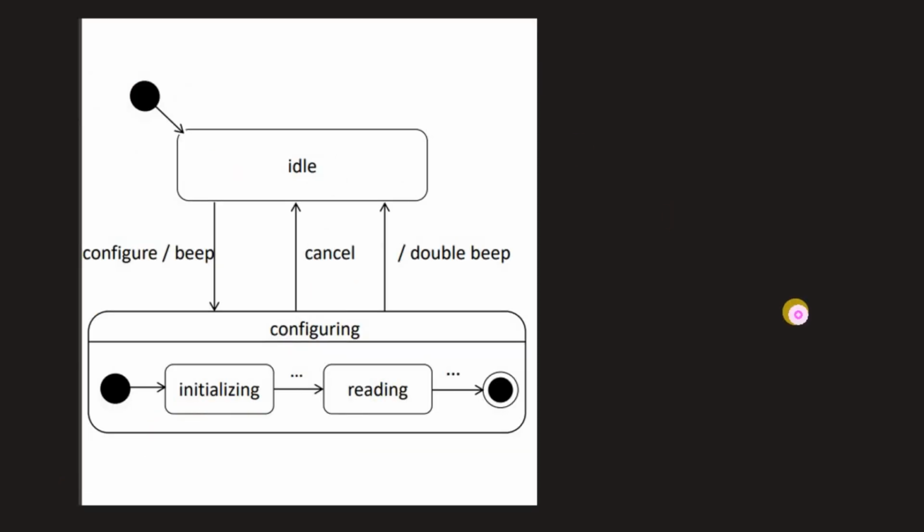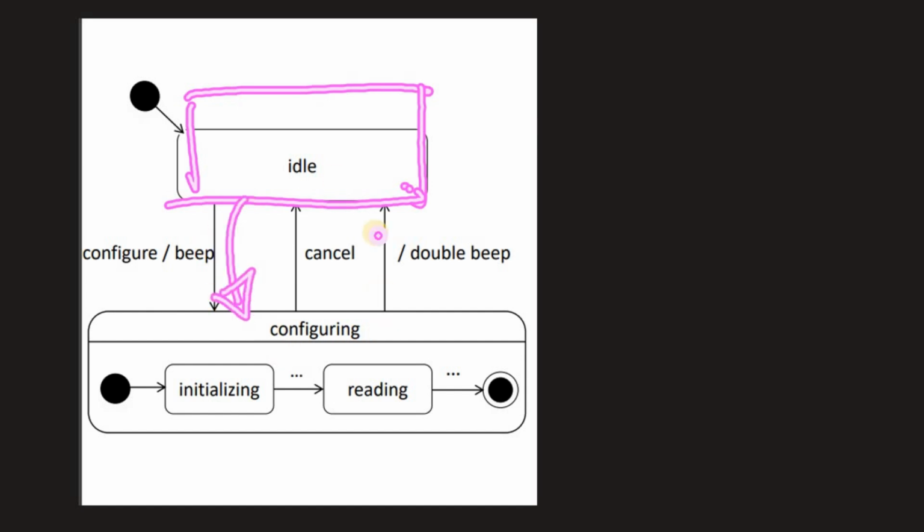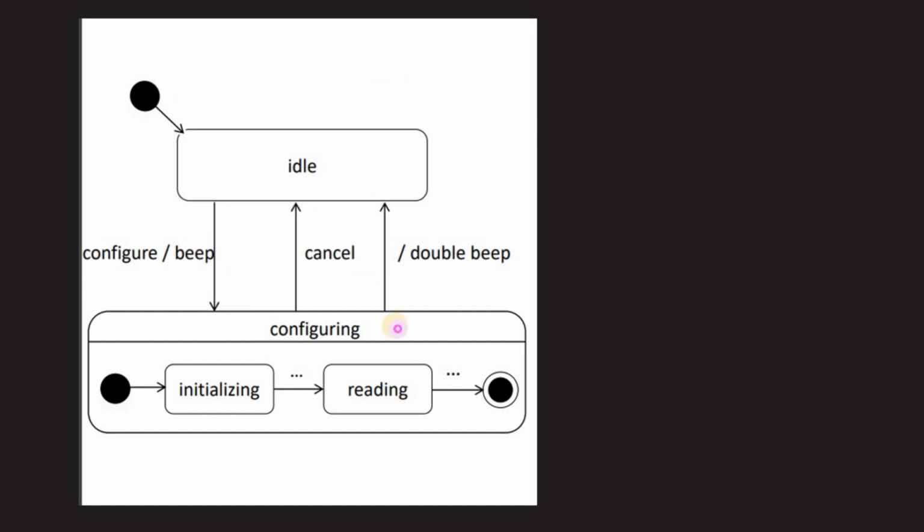Okay, so here we have an example of a composite state. You see, this is a state within a state, so that is called a composite state. This is the idle state, but inside the idle state you have another state, configuring, so that is the situation of a composite state. So how it's going to work, you're going to go into the idle state, configure, and then perform the action beep.